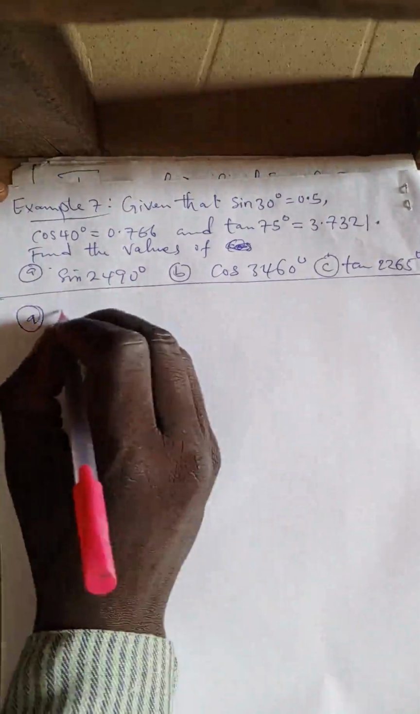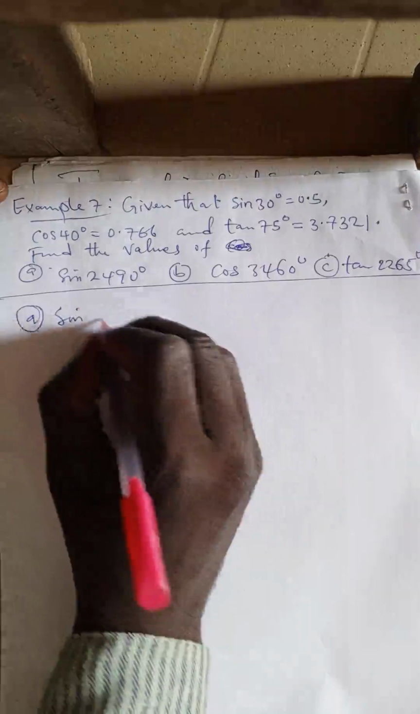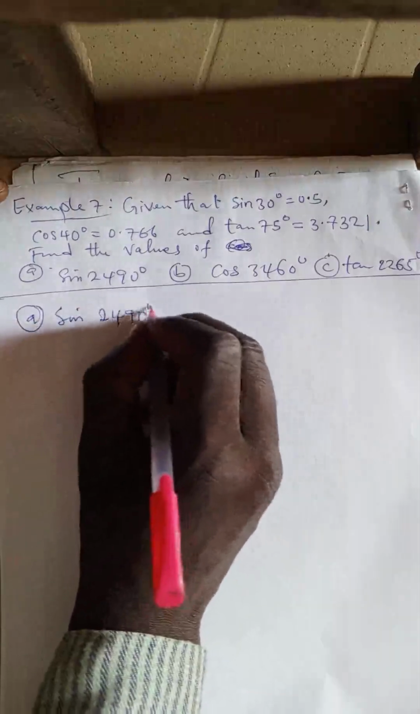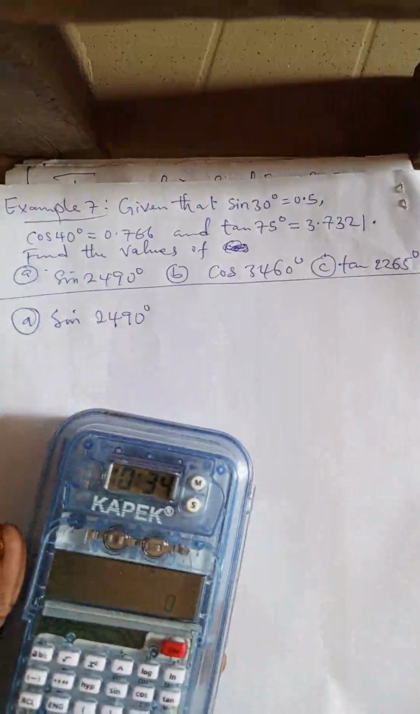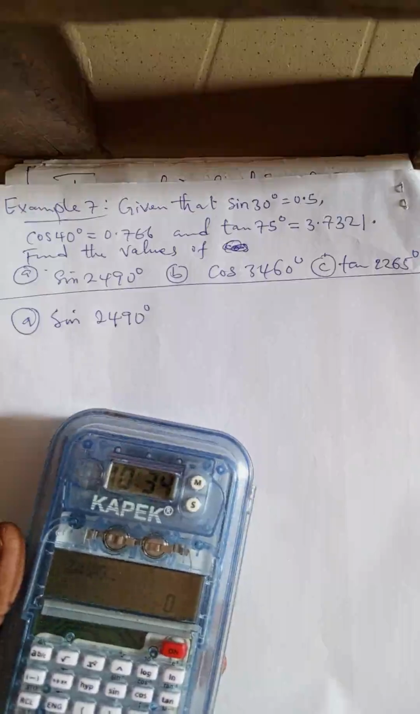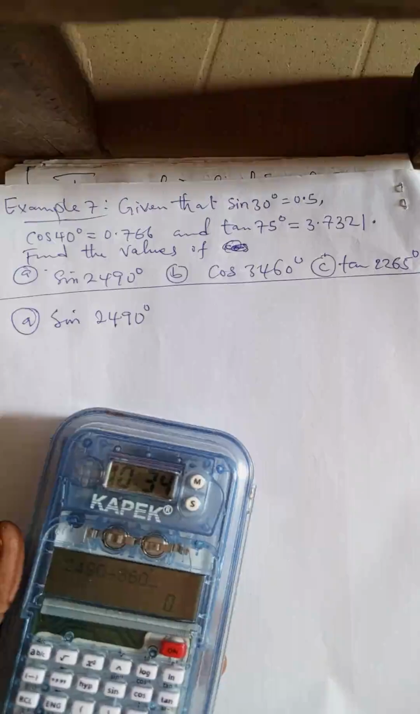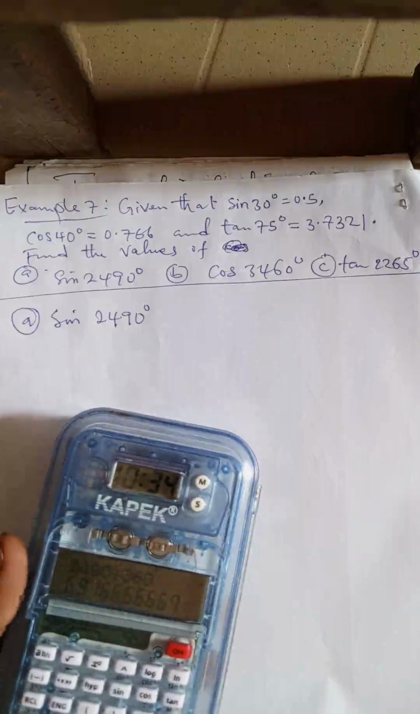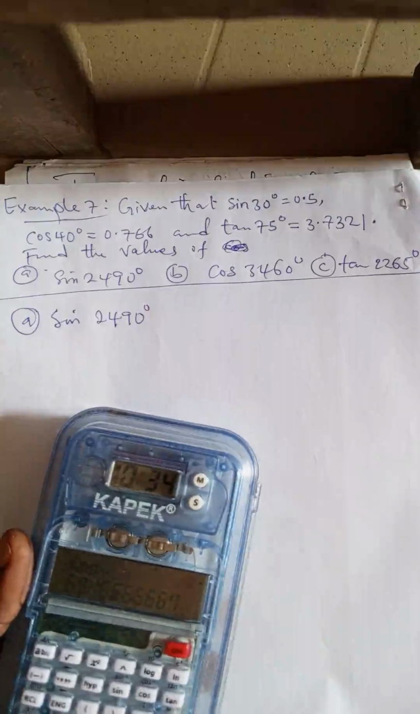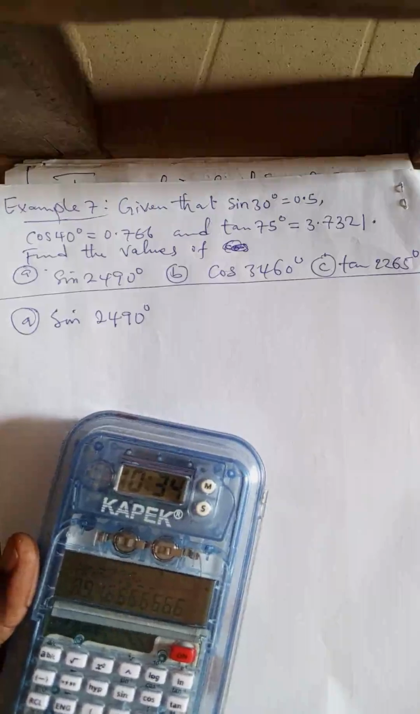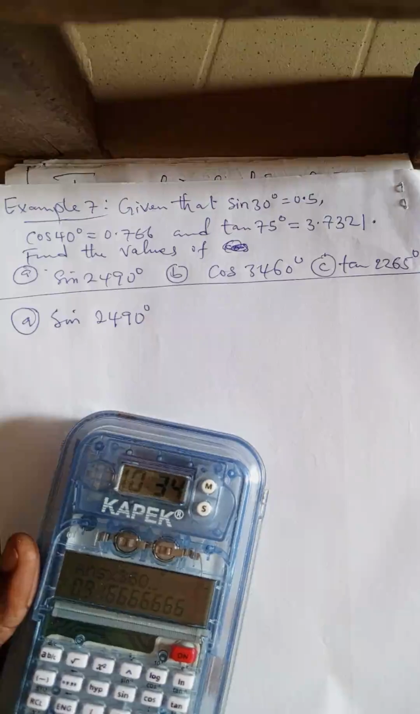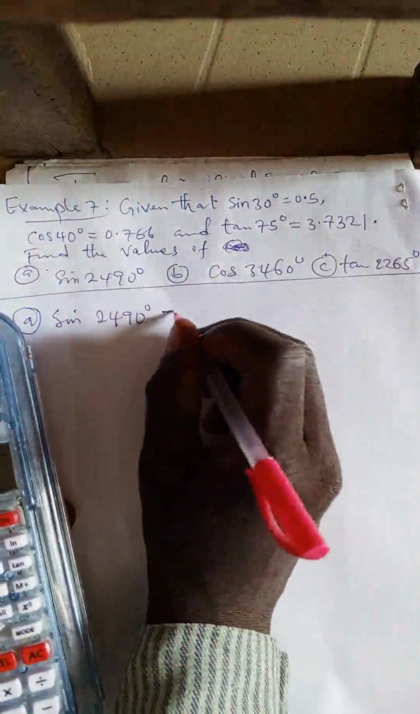So A, we should evaluate sine 2490 degrees. Here we have to involve the use of the calculator, as we have done before. So we just say 2490 divided by 360 degrees. The answer is 6.9, so minus 6, and then the answer multiplied by 360 degrees. Of course, here we are only using the remainder, so this is 330 degrees.